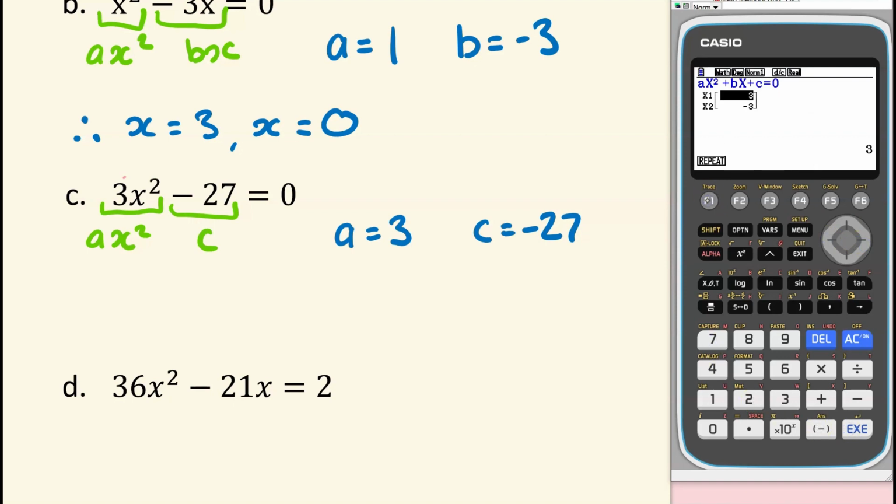Again, we can solve this and we can see that we have two solutions for x being 3 and negative 3.